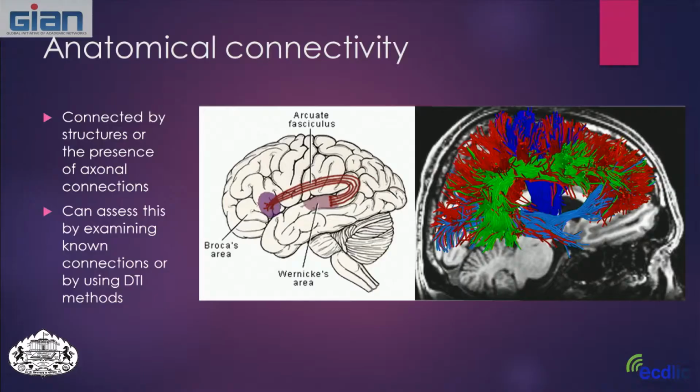So there's 3 types of connectivity I want to talk about today. The first is anatomical or structural connectivity. The second is functional connectivity, and this is functional connectivity we'll be talking about a little more extensively, and what's called effective connectivity. So anatomical connectivity refers to the process by which structures or functions are connected by the presence of axons. So these again are these white matter tracks, and we can assess this by examining connections that are already known to exist in the brain or by using diffusion tensor imaging methods.